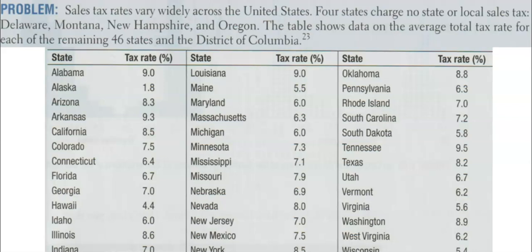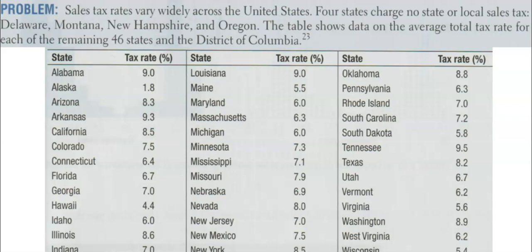Problem: sales tax varies widely across the United States. Four states charge no sales tax or local sales tax: Delaware, Montana, New Hampshire, and Oregon. Those four states do not charge sales tax, so when something costs $2.99, it's really $2.99.